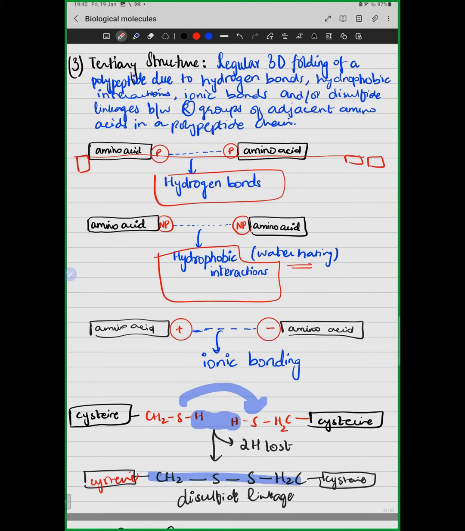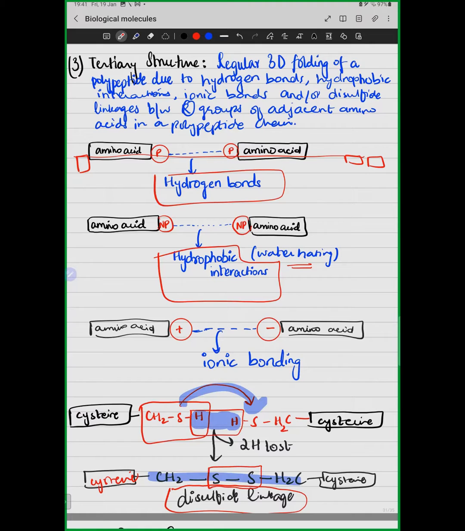Now the fourth type of linkage, or the fourth type of bond that we studied, was a disulfide linkage. A disulfide linkage is formed when two cysteine molecules are present face to face, or adjacent to one another. This is the R group on a cysteine amino acid, which is CH2SH. When two of them are face to face, two hydrogen atoms are lost, and this sulfur bonds to the sulfur of the other cysteine molecule. Because two sulfur atoms are bonding together, this type of linkage is called a disulfide linkage.